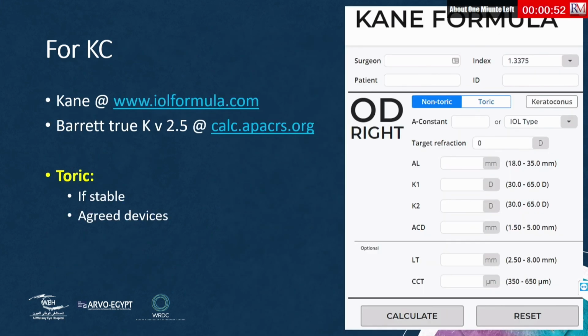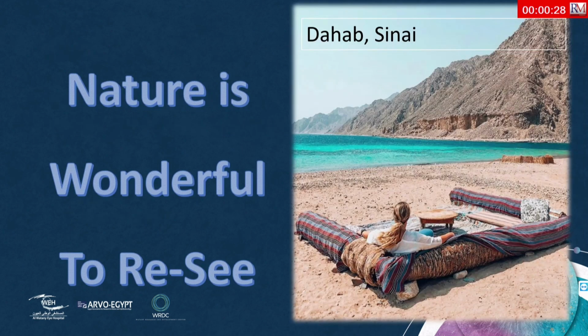For keratoconus, you can use these two formulas: the Kane, it is online, or the Barrett True K at the APACRS formula. Okay, it will give very good results. And if you need a toric IOL for keratoconus, there are two options. It must be stable and it must agree between devices. Use two measures with two devices and compare the results. Thank you.